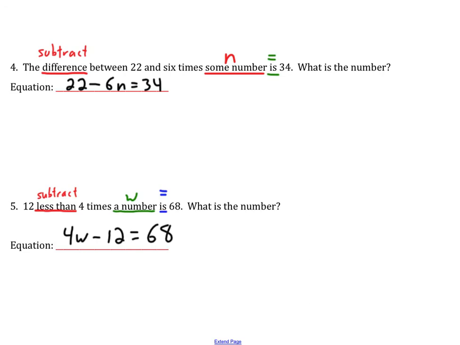That's how we would translate those into equations, and then we'd solve them the way we solved the other ones.